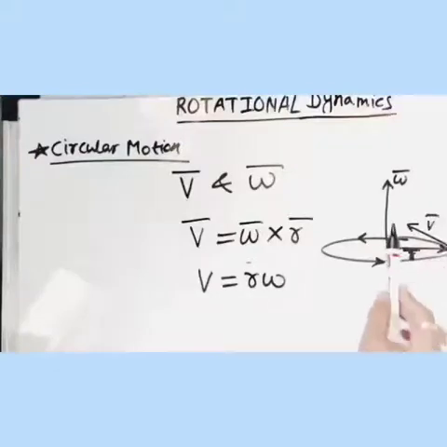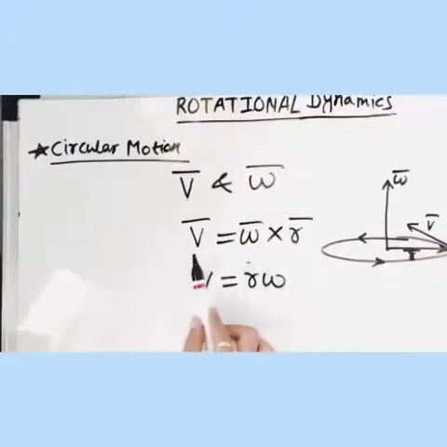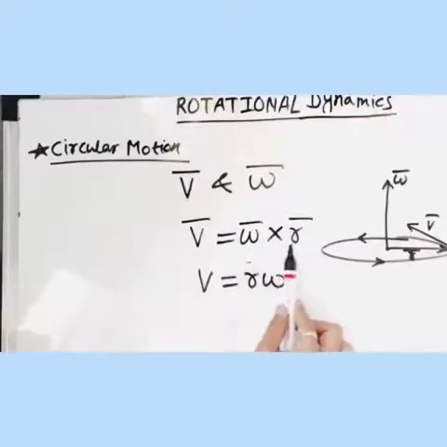You can see these three vectors, that is omega bar, r bar and v bar. These three are mutually perpendicular to each other. R bar and v bar are in the same plane, whereas omega bar is perpendicular to the plane. So from this we get a clear idea how v bar is equal to omega bar cross r bar, and its magnitude gives us v is equal to r omega.